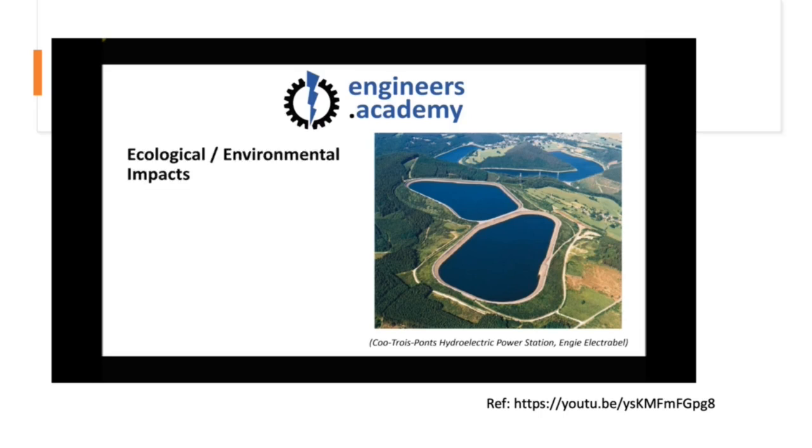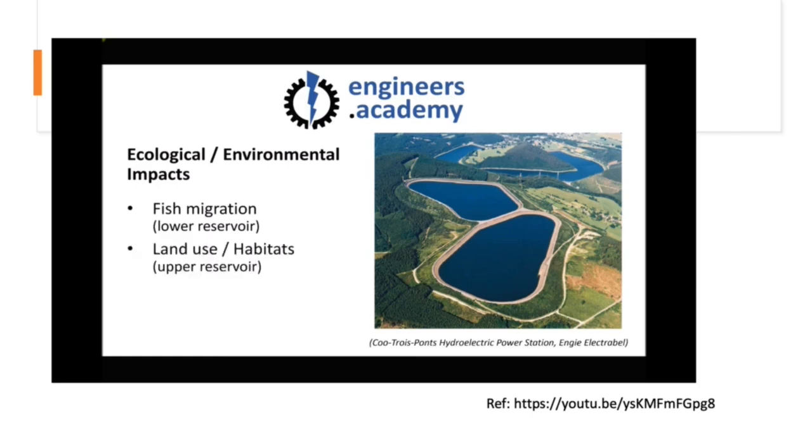But nonetheless, there are still some ecological and environmental impacts. The first thing to consider is the impact this might have on fish migration. The way that the lower reservoir was created here was by damming the natural flow of a river. So that's obviously going to affect the flow of the river and potentially the creatures living in and around the river.